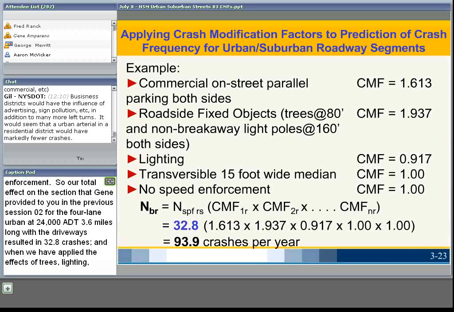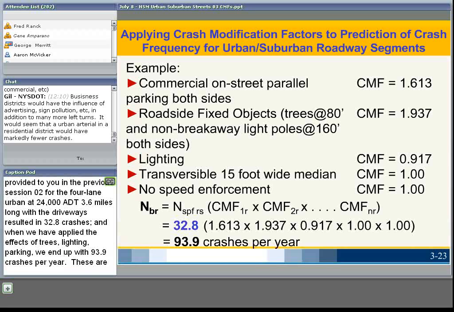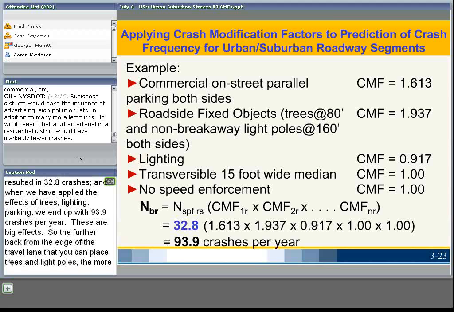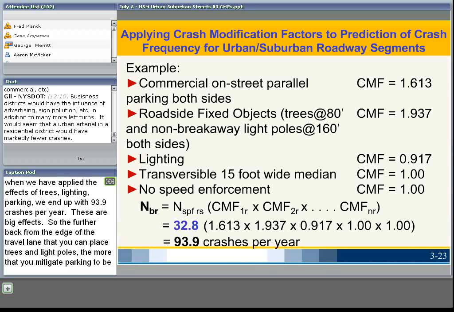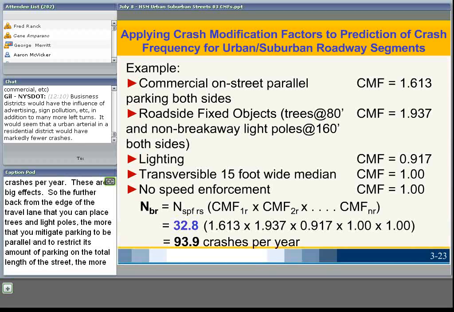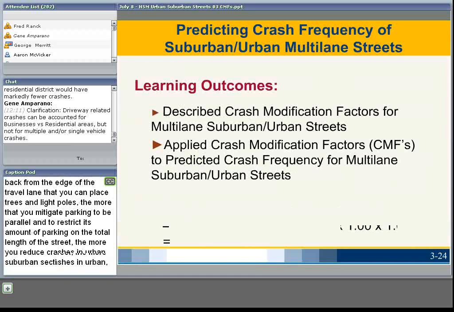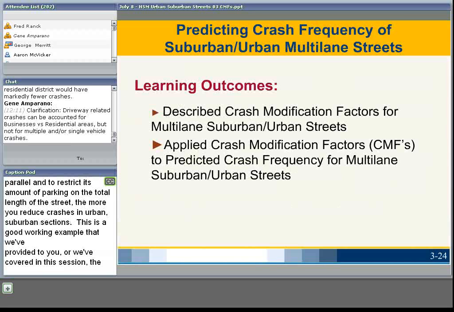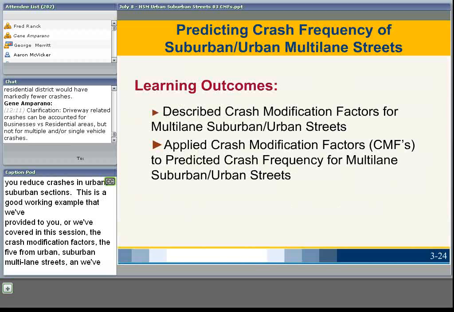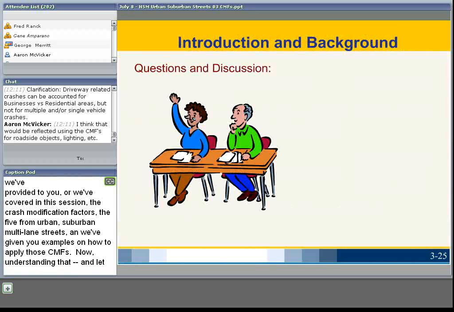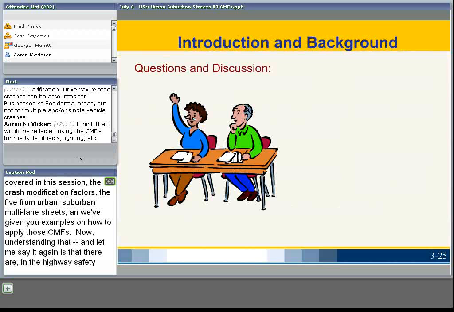So our effect of commercial on-street parallel parking of 1.613, roadside fixed objects when non-breakaway light poles, 1.937, lighting slightly decreases by 8.3% our predicted crash frequency. Our median is the nominal assumed base condition, and there's no speed enforcement. So our total effect on the section that Gene provided to you in the previous session 02 for the 4-lane urban at 24,000 ADT, 3.6 miles long with the driveways, it resulted in 32.8 crashes. And when we have applied the effects of trees, lighting, parking, we end up with 93.9 crashes per year.